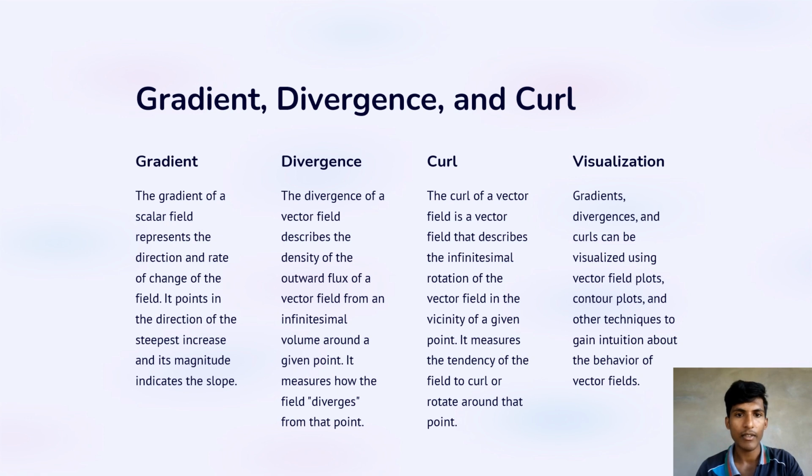Divergence. The divergence of a vector field describes the density of the outward flux of a vector field from an infinitesimal volume around a given point. It measures how the field diverges from the point. Curl: the curl of a vector field is a vector field that describes the rotation of the vector field in the vicinity of a given point. It measures the tendency of the field to curl or rotate around the point.